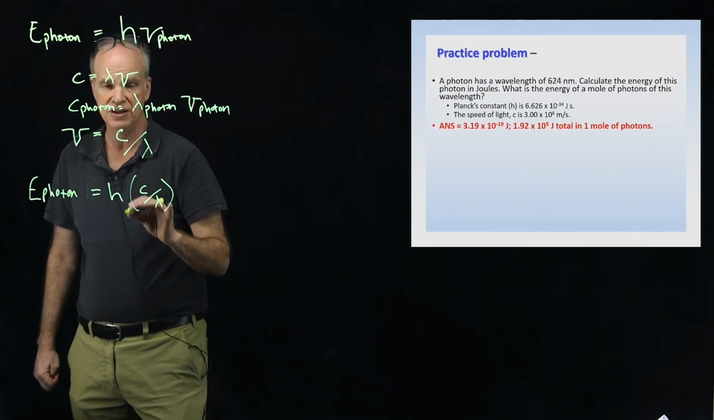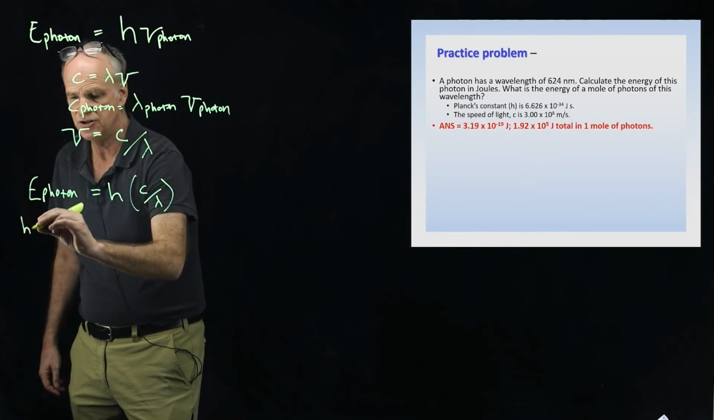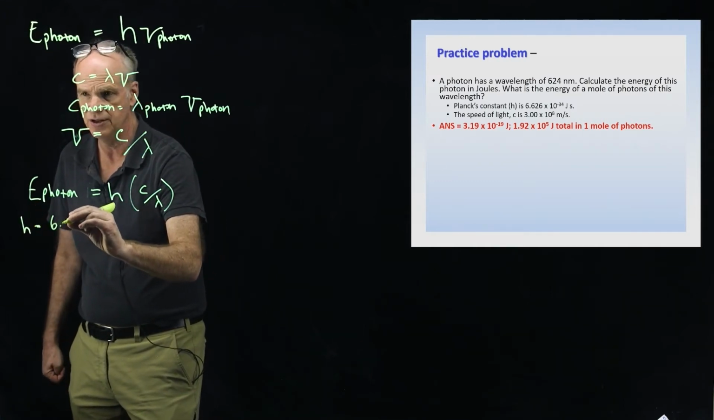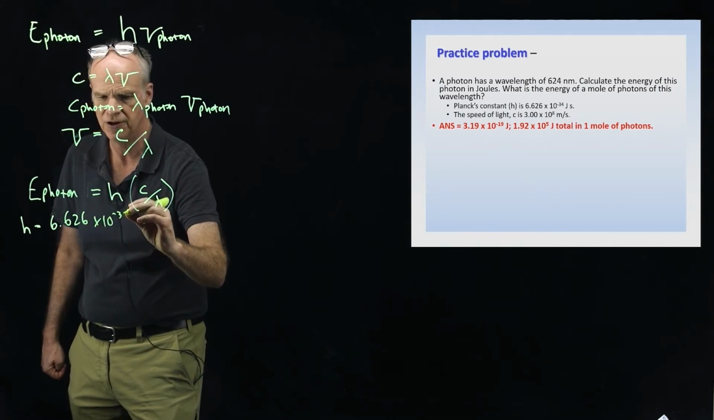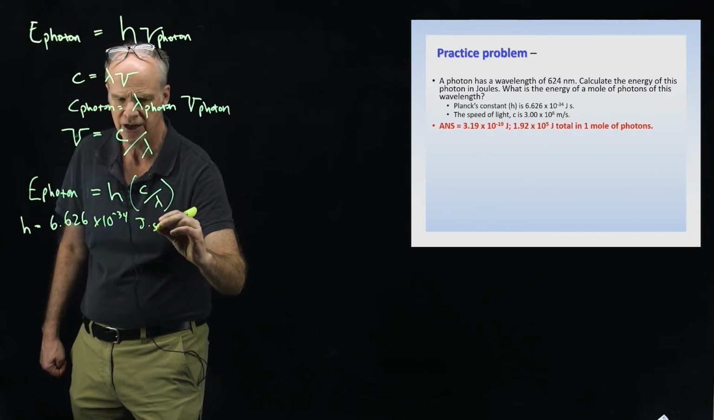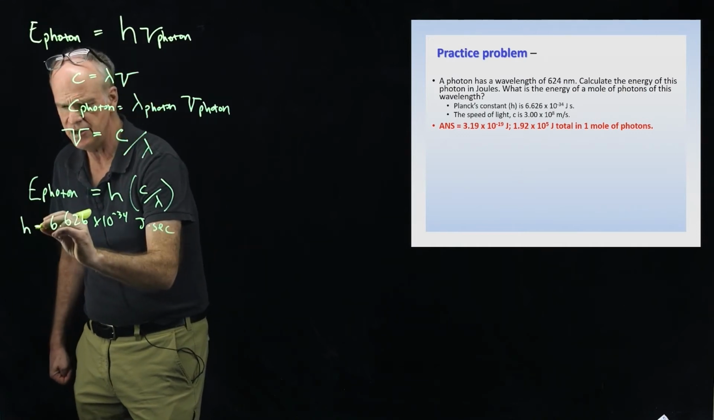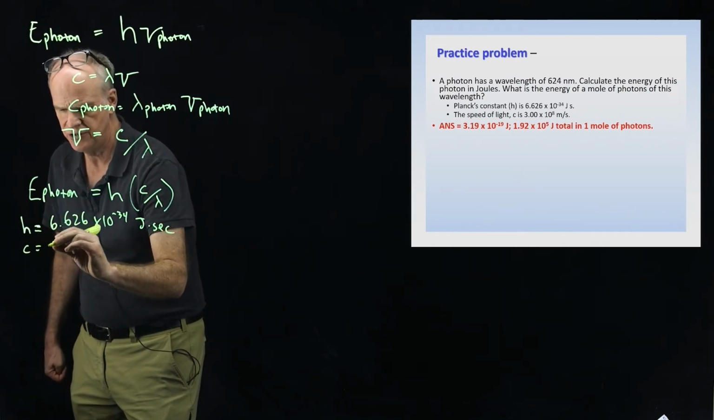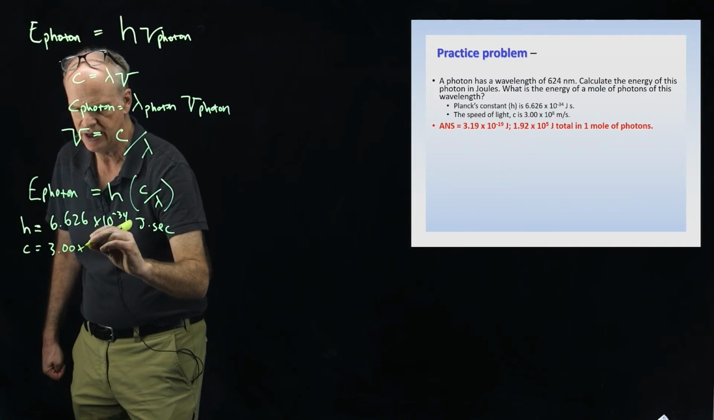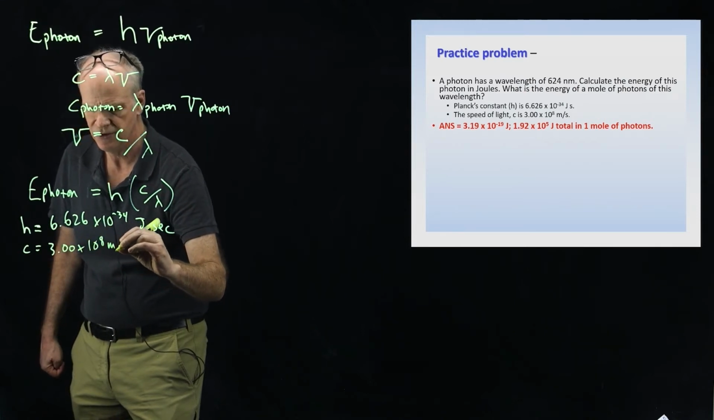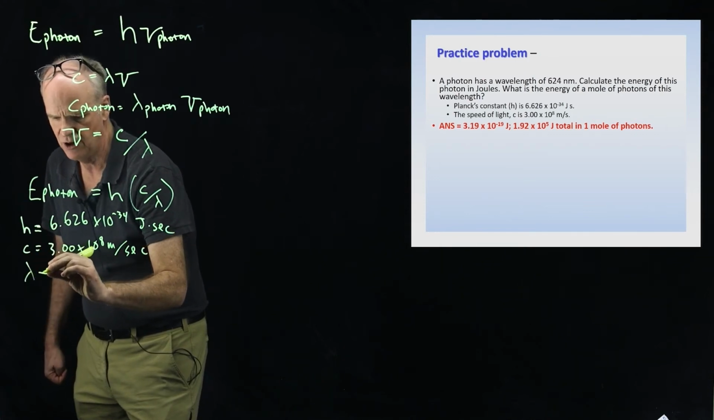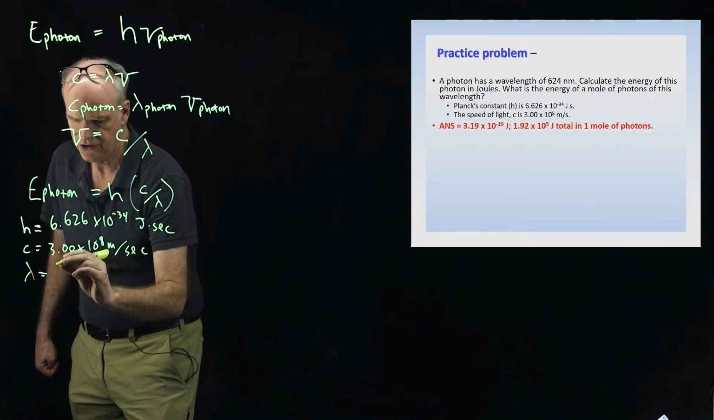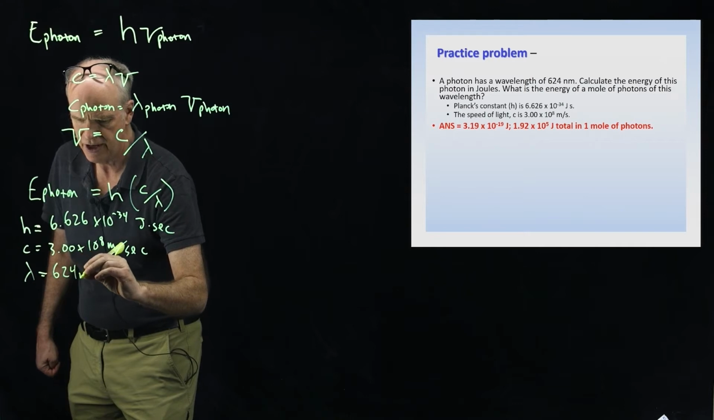So you will be given h, and it'll be 6.626 times 10 to the negative 34 joules per second. c you'll also be given, which is 3.00 times 10 to the 8 meters per second. And then the wavelength in this problem is given to you, which is 624 nanometers.